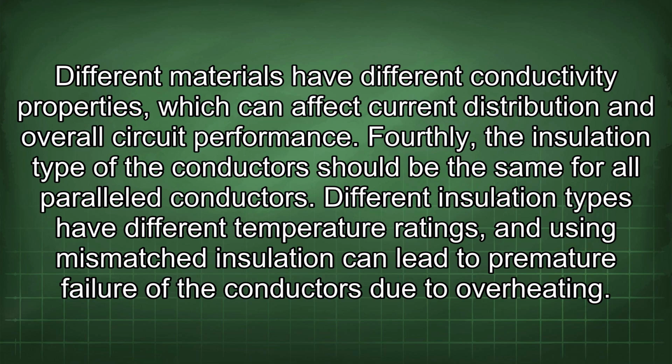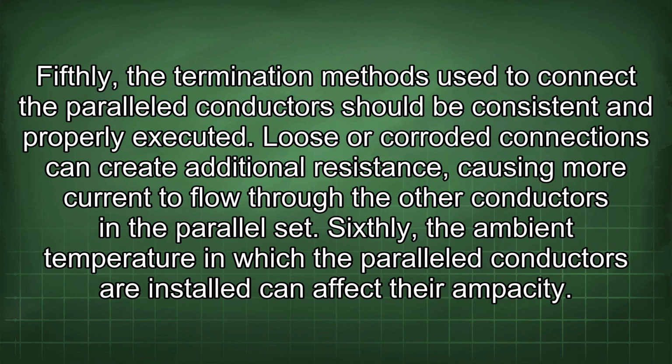Fourthly, the insulation type of the conductor should be the same for all parallel conductors. Different insulation types have different temperature ratings, and using mismatched insulation can lead to premature failure of the conductors due to overheating. Fifthly, the termination methods used to connect the parallel conductors should be consistent and properly executed. Loose or corroded connections can create additional resistance, causing more current to flow through the other conductors in the parallel set.